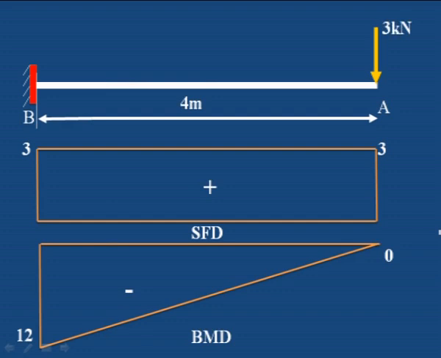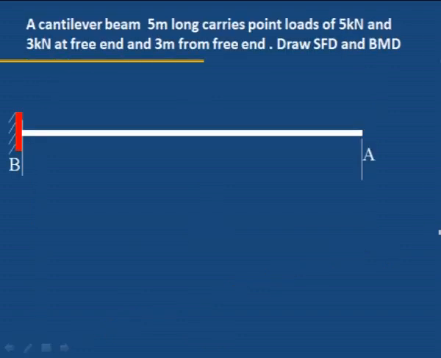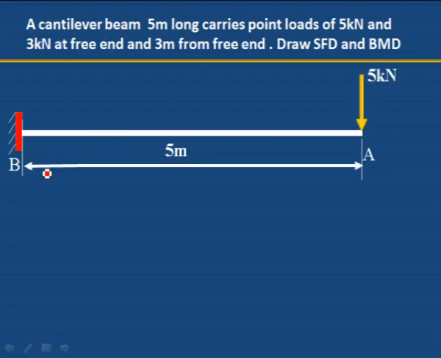This is the shear force and bending moment diagram for the cantilever beam carrying a point load at the free end. Let us consider one more example with 2 point loads. A cantilever beam 5 meter long, span is 5 meter, and it carries point loads of 5 kilonewton at the free end, and 3 kilonewton 3 meter from the free end.